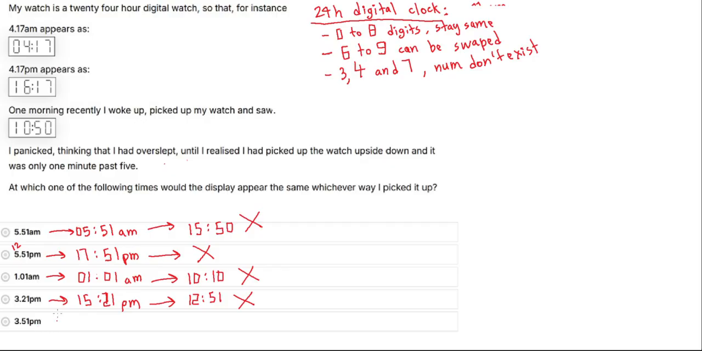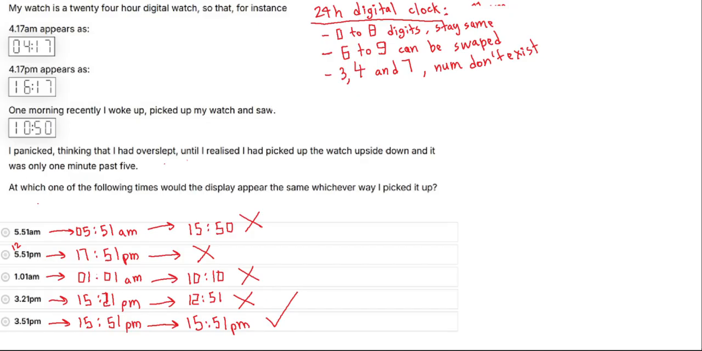Now the last option must be correct. It's PM, add the number 3 by 12, you get 15:51 p.m. So now we have converted to 24-hour digital format. Now flip this 180 degrees. We must get the same thing, and it does give 15:51 p.m., the exact same time as before flipping it. So this is correct.